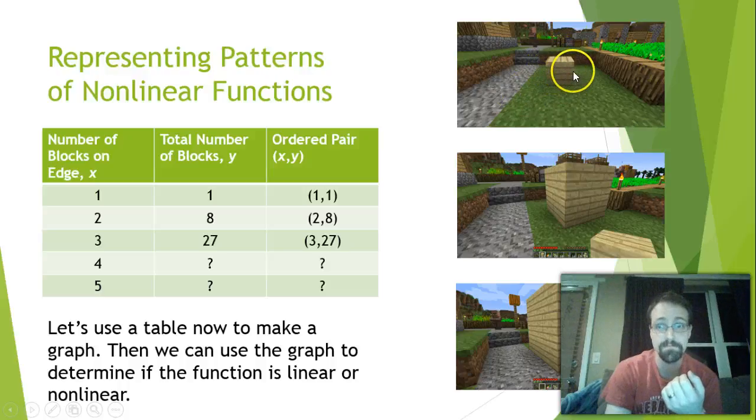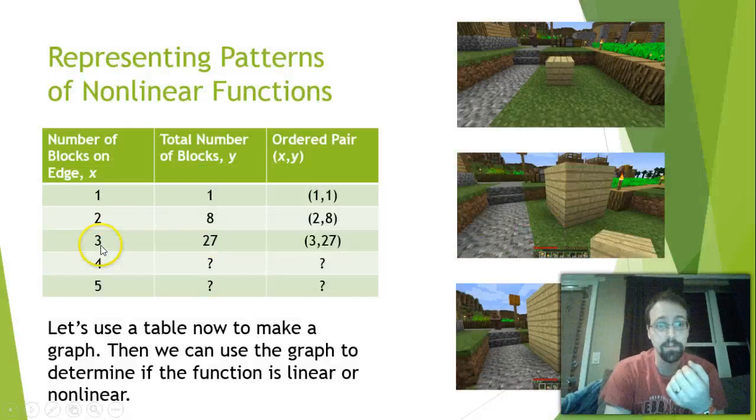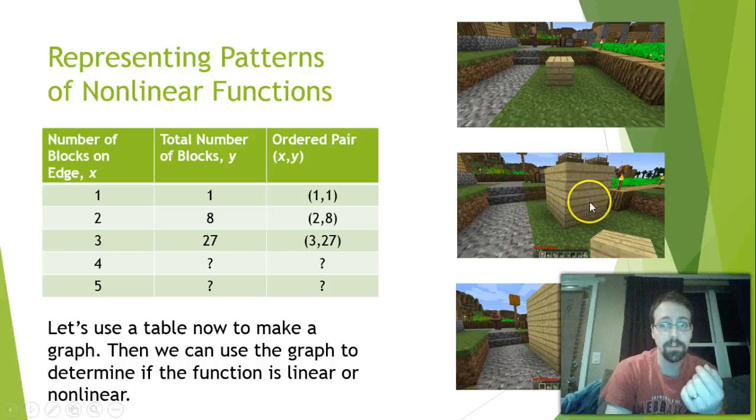It has one edge, and it's 1, 1. Excuse me, number of blocks on the edge. There's only one block on this edge. This next one, there's 2 blocks on the edge. 1, 2, 1, 2, and you can't see it, but on the top, 1, 2 as well. 1, 2, 1, 2, 1, 2. Same thing. There's a total of 8 blocks in there. 1, 2, 3, 4, 5, 6, and then you can't see the ones in the back. 7, 8. So that's 2, 8.